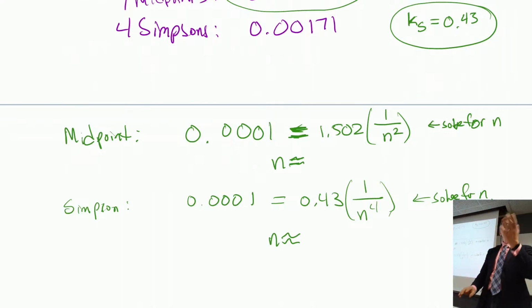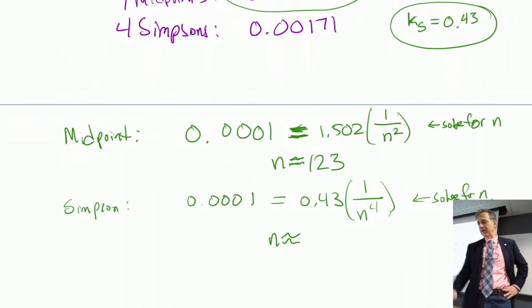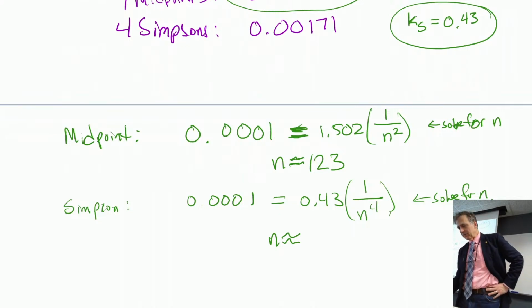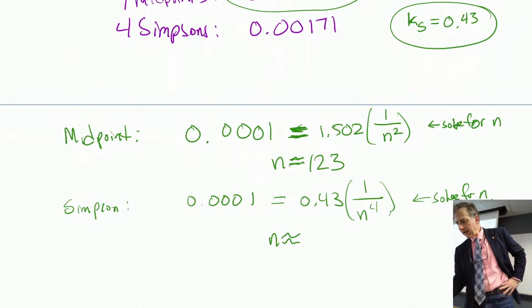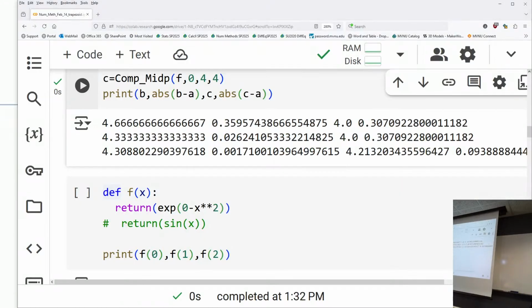All right, let's see what we got. Did anyone do the midpoint? I did Simpson. I'm so obsessed. I wanted to make sure that Simpson was reasonably good. But did anyone do the midpoint? You got it, Alyssa? 123? All right, that sounds reasonable. I'm guessing you just solved for n. You divide both sides by 0.0001, get 15,000 and something, and then take the square root of both sides. Okay, I did this one and got about 8. It's actually 8.09.